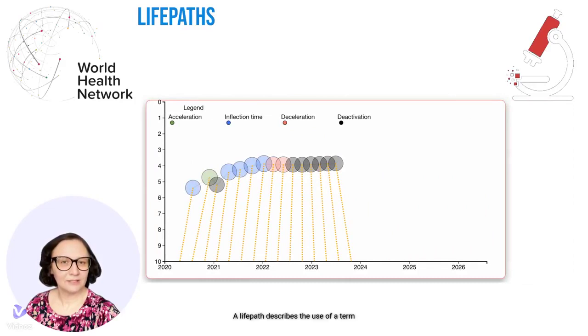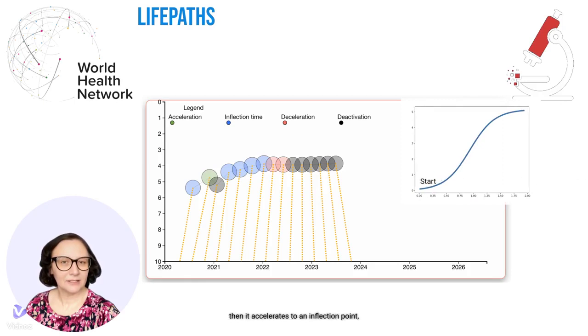A life path describes the use of a term in the literature over time. The use is described by a sigmoid, S-shaped curve that has a starting point, then it accelerates to an inflection point, and saturates to a plateau. We have generated such life paths for all disease and symptom terms so you can tell when the term use occurred and whether its use is continuing to increase or has saturated.